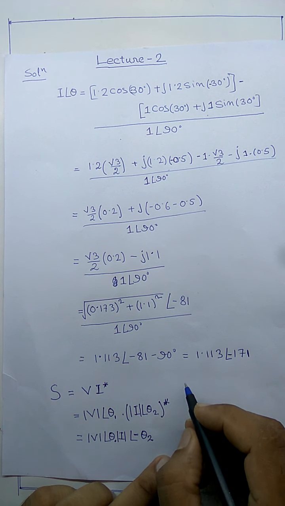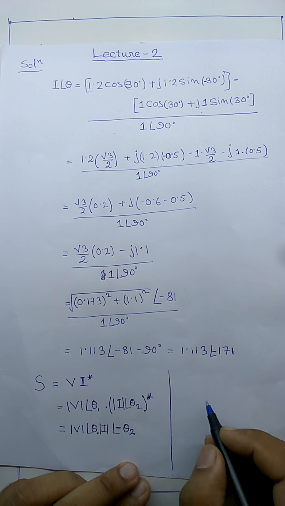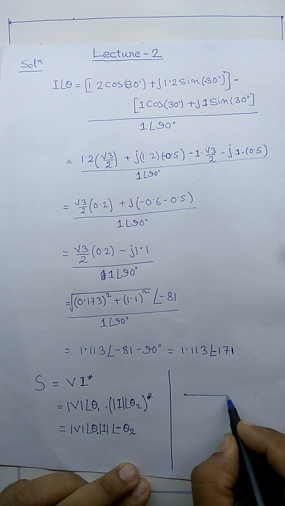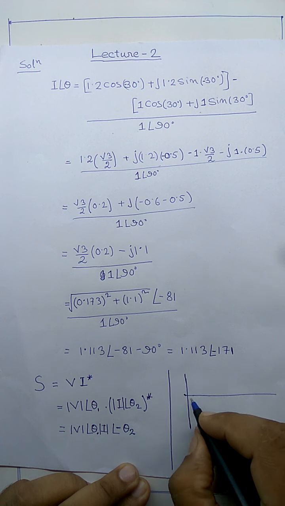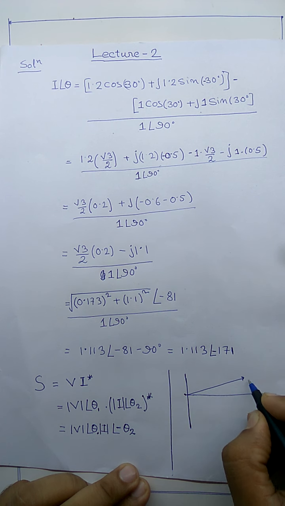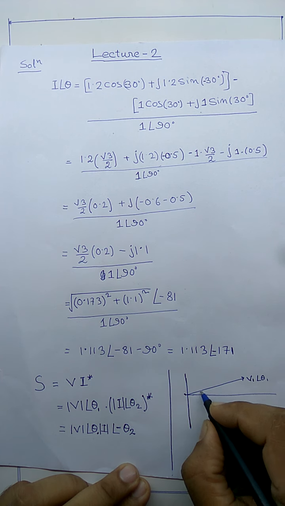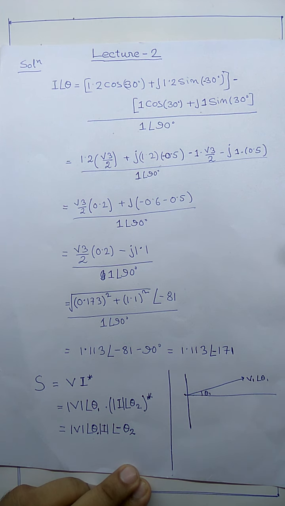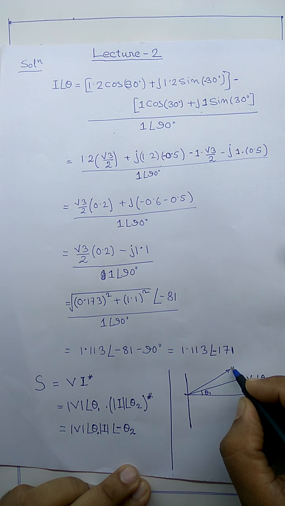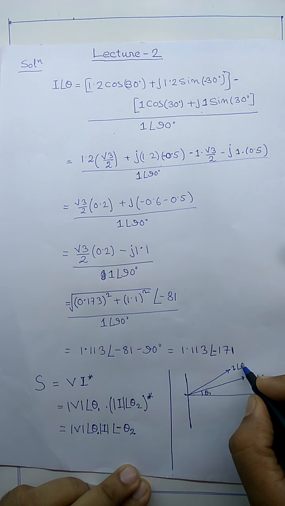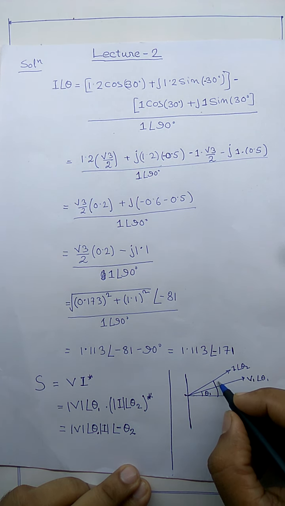Let's see diagrammatically what it indicates. I have a voltage. Let this be my reference with which we are measuring the angle. Let's say that this is my V1, which is at an angle of theta 1. That is, this angle is theta 1. Let's say that this is my I at an angle of theta 2. What does it mean? That this angle is theta 2.